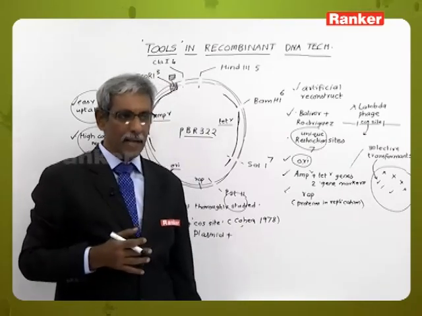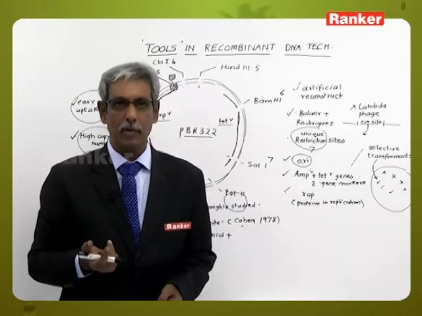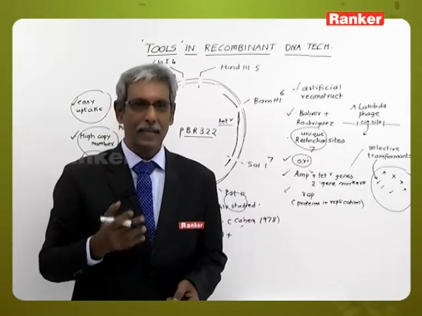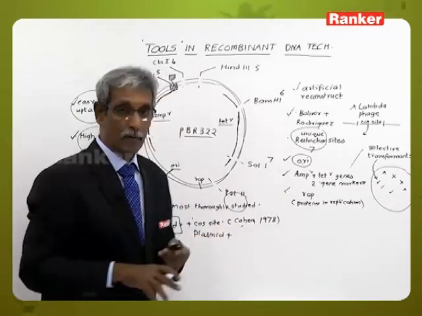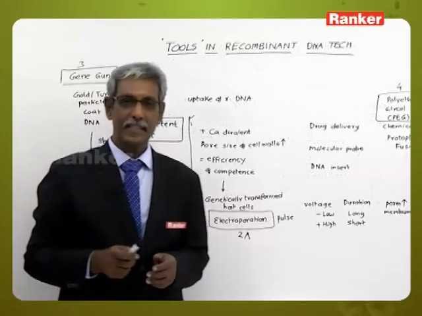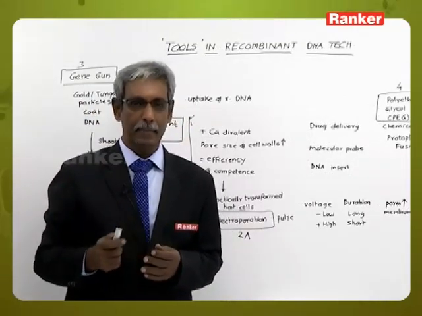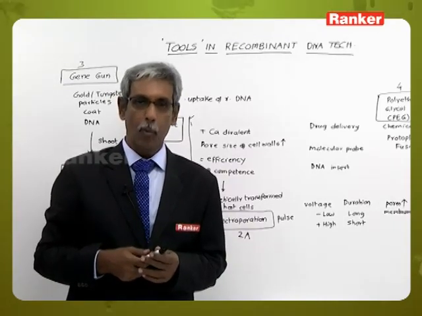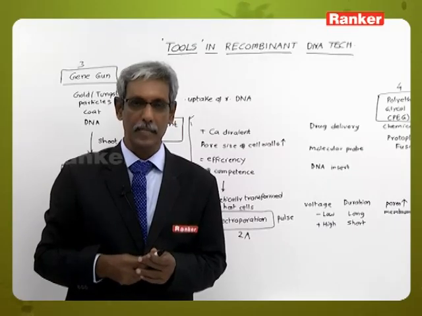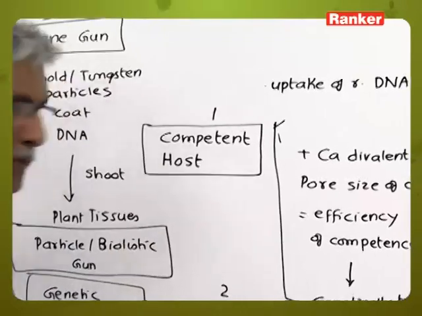Now in addition to the plasmid, we have studied primarily about restriction enzymes, and next we have also studied plasmids. The third important component of the toolkit is the presence of a competent host. We had seen the tools in plant biotechnology: A, we completed restriction enzymes; next B, we finished cloning vectors. Now what are the other tools? Among the tools, a very important thing is the presence of a competent host.